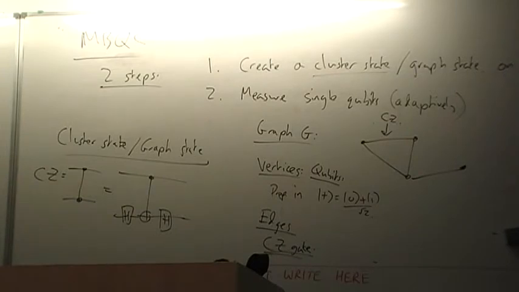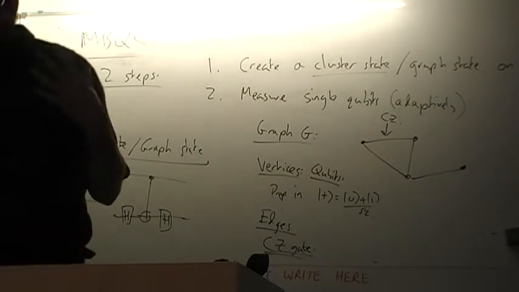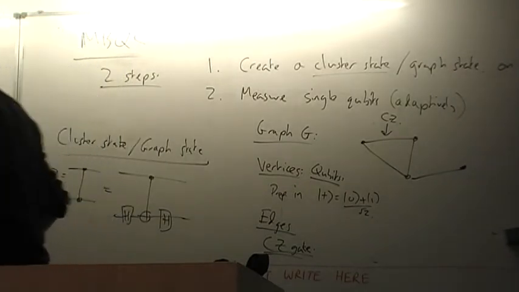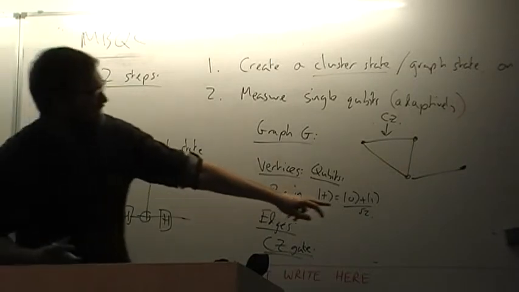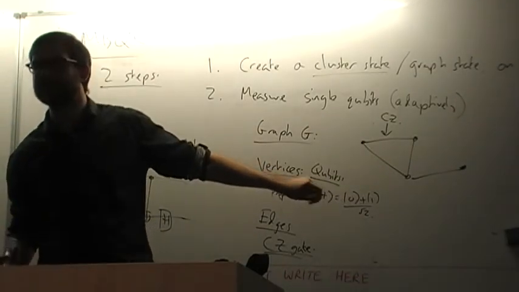Is there any particular reason why we choose the vertices to represent the state plus? This is just convention. There is a relationship between the state plus and the CZ, and you could do all sorts of local transformations of that. So you could actually build this from any equal superposition state.